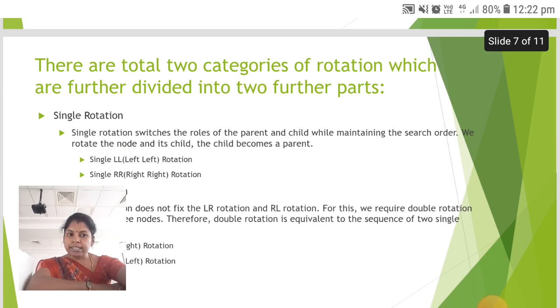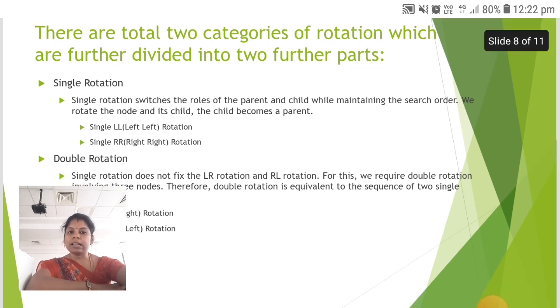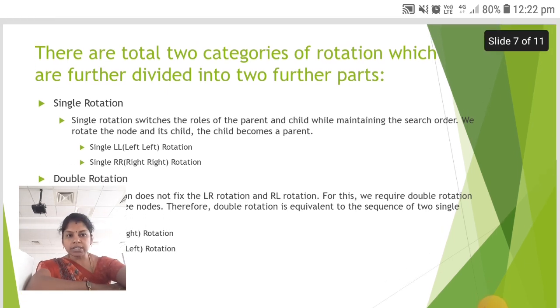There are two categories of rotation, which are each further divided into two parts: single rotation and double rotation. The single rotation switches the roles of the parent and child while maintaining the search order. We rotate the node and its child, and the child becomes the parent. So single left-left rotation, single right-right rotation.